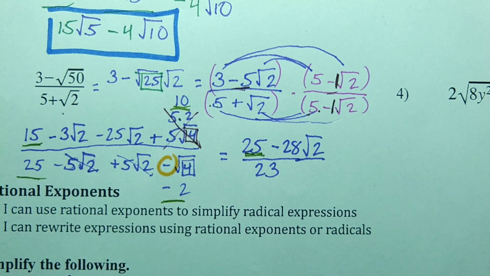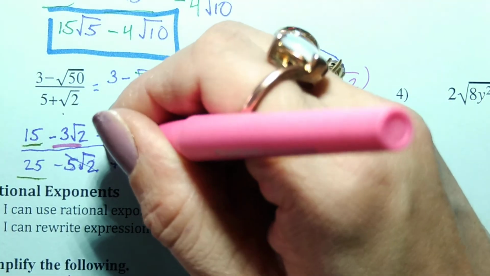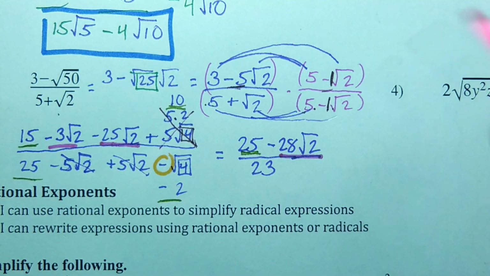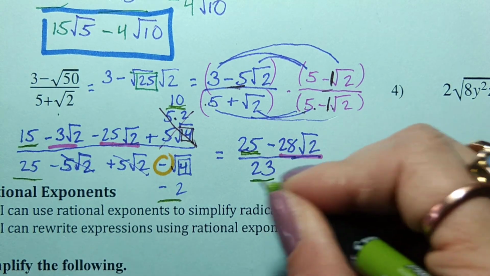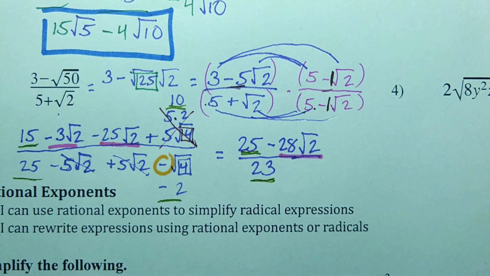And then these two are like terms. -3 rad 2 and -25 rad 2 is -28 rad 2. And then on the bottom, these cancel, and I have 25 minus 2, which is 23. As you can see, the division problems are the hardest because it puts everything together: finding the conjugate, foiling, multiplying, and adding.